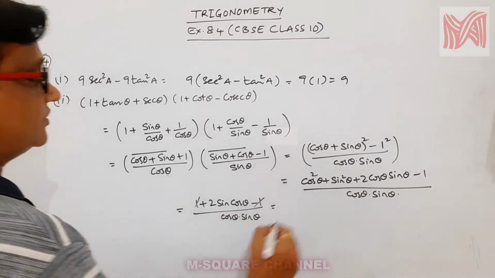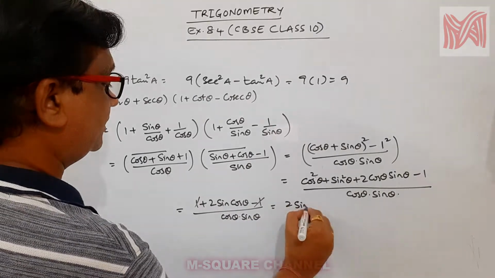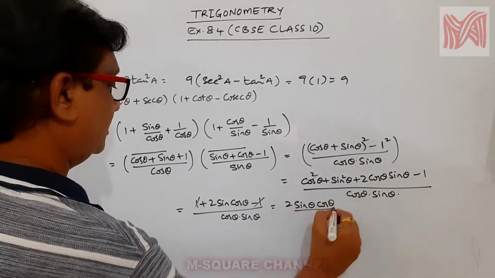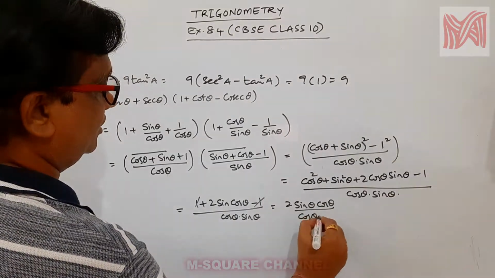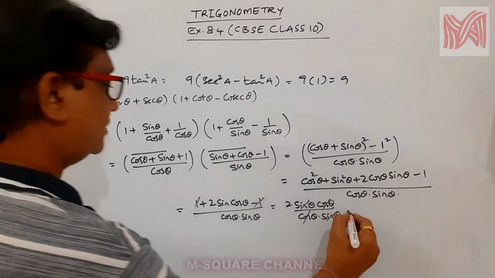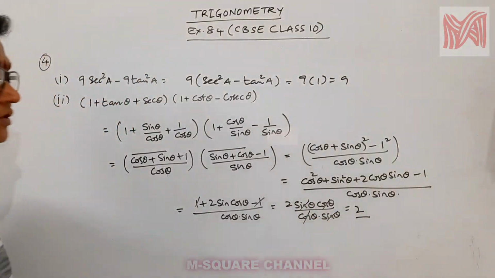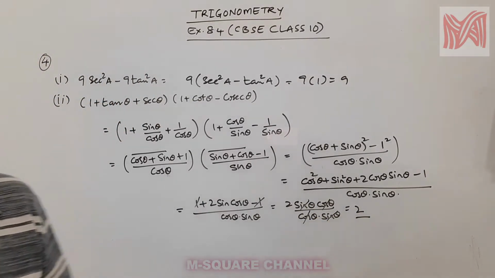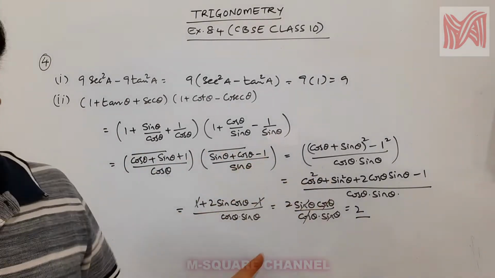So 1 cancels. We get 2 sin theta cos theta by cos theta into sin theta. So cos theta, sin theta cancel. We get 2 is the answer. 2 is the answer. So in another method also we can do it.